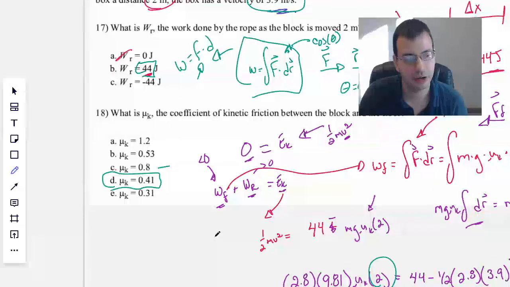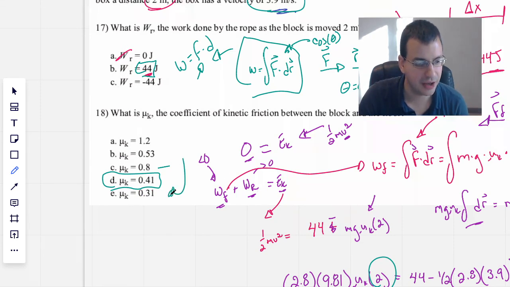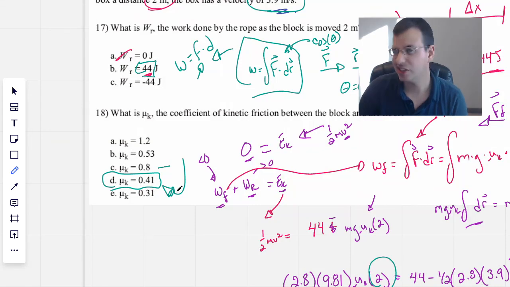And so then we did some algebra, made a mistake, and after we corrected the mistake, we found the answer was 0.413, which is about 0.41.